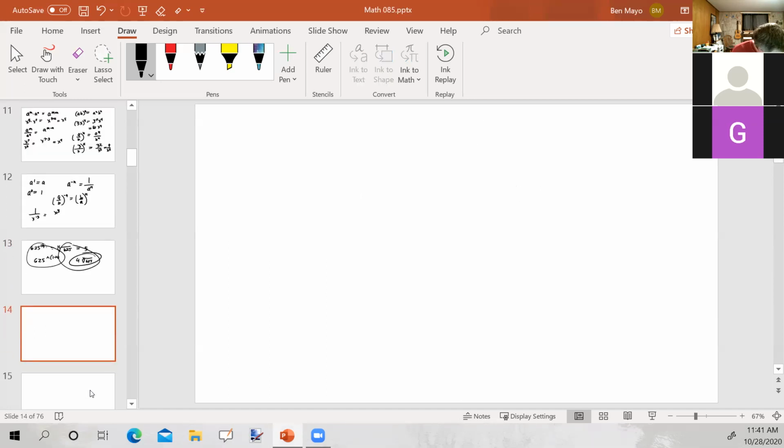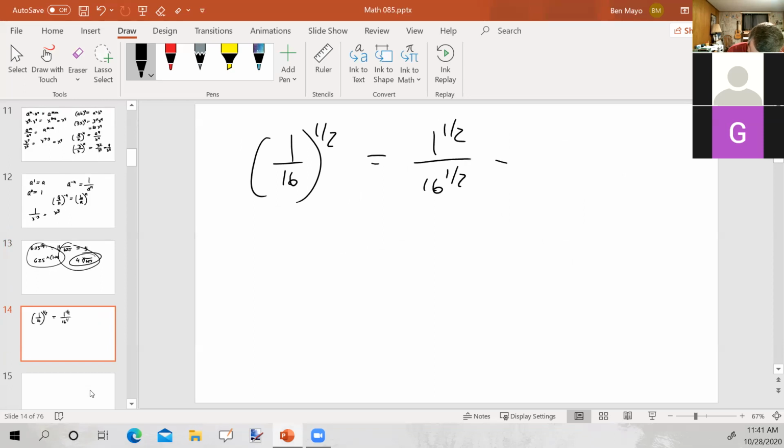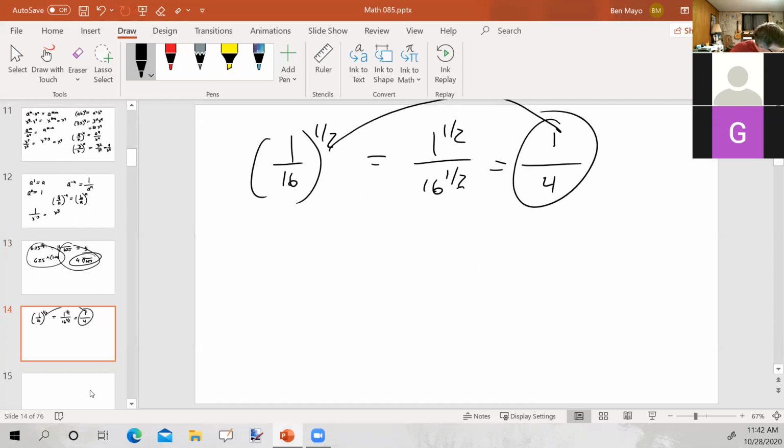What about this? 1/16 to the 1/2 power. So that would be 1 to the 1/2 power over 16 to the 1/2 power. The 1/2 power, that's the same as what root? Would it be 2? Yeah, so the square root. Okay, what's the square root of 1? 1. What's the square root of 16? 4. Right, so there's your answer.